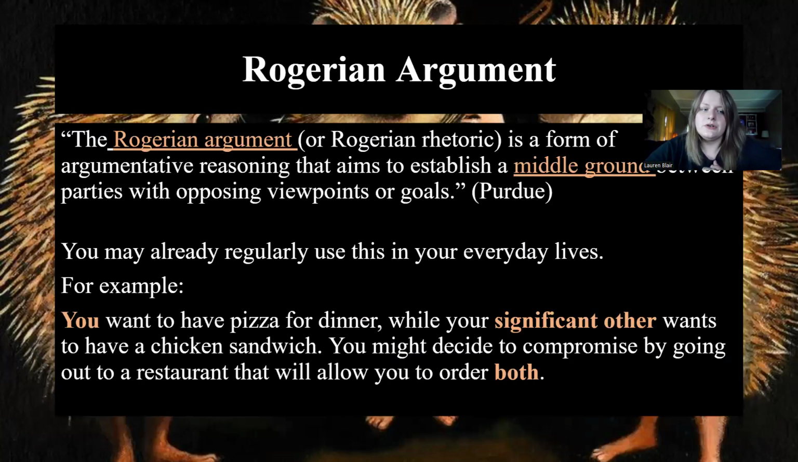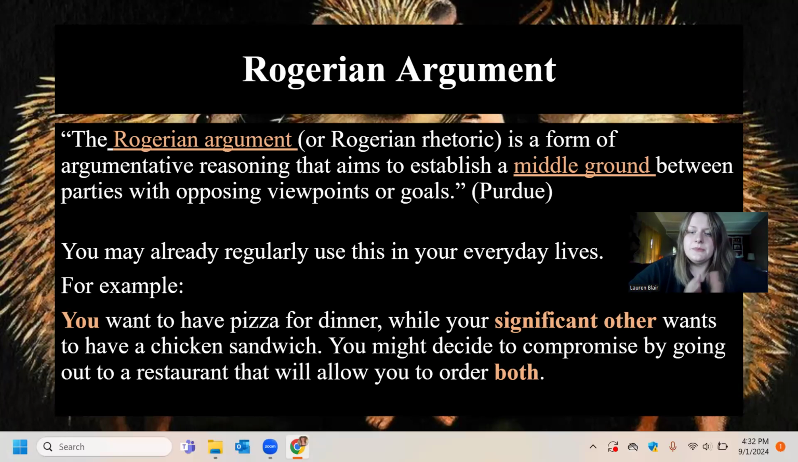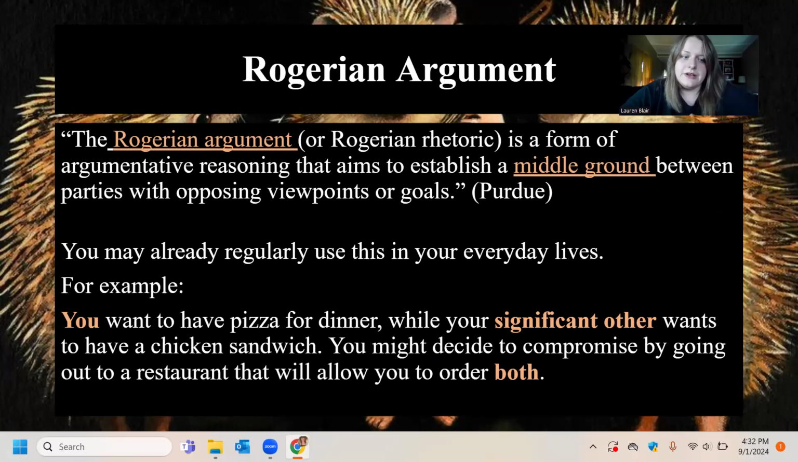So there's a few different types of rhetoric, and there are different types of arguments. A Rogerian argument is a form of argumentative reasoning that aims to establish a middle ground. You might use this in your everyday lives already without even knowing. Think, for example, you want to have pizza, your significant other wants a chicken sandwich. You might decide to go together to a place that serves both. So you're looking for that middle ground. You are looking for a compromise with a Rogerian argument.